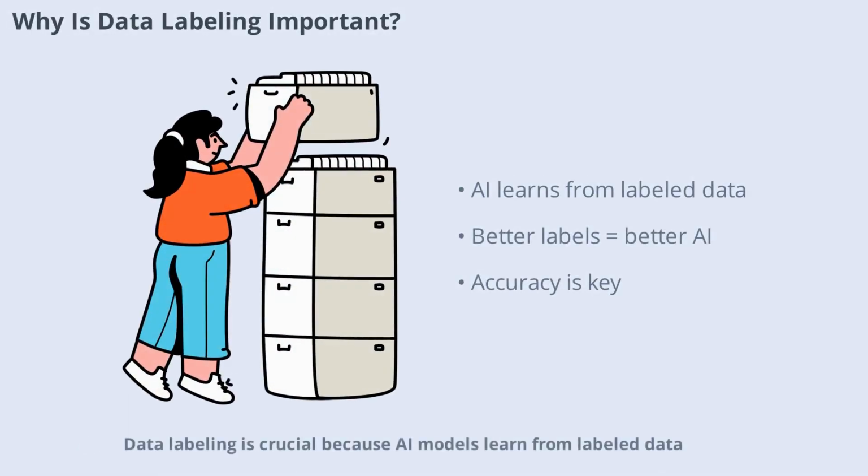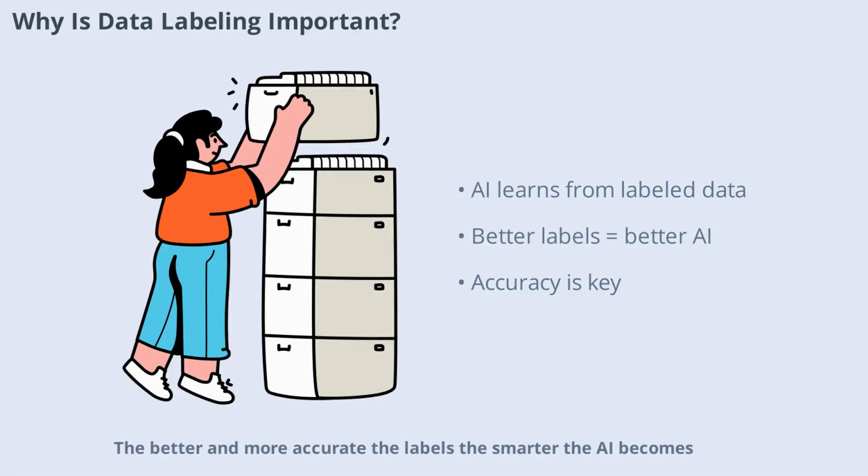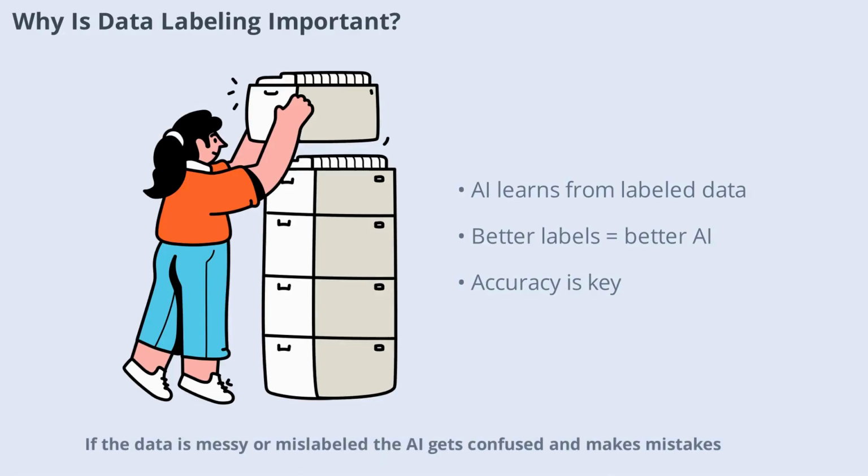Data labeling is crucial because AI models learn from labeled data. The better and more accurate the labels, the smarter the AI becomes. If the data is messy or mislabeled, the AI gets confused and makes mistakes. High-quality labeling leads to higher accuracy, safer self-driving cars, better medical diagnoses, and smarter chatbots.